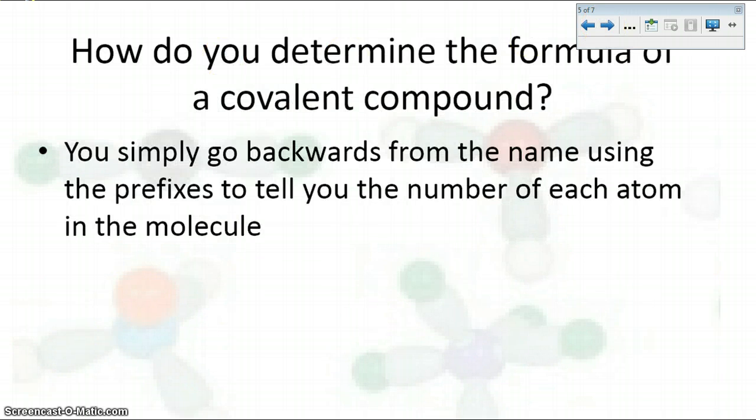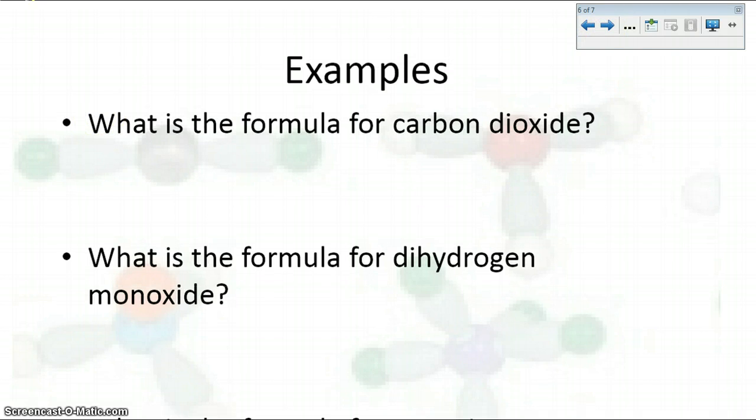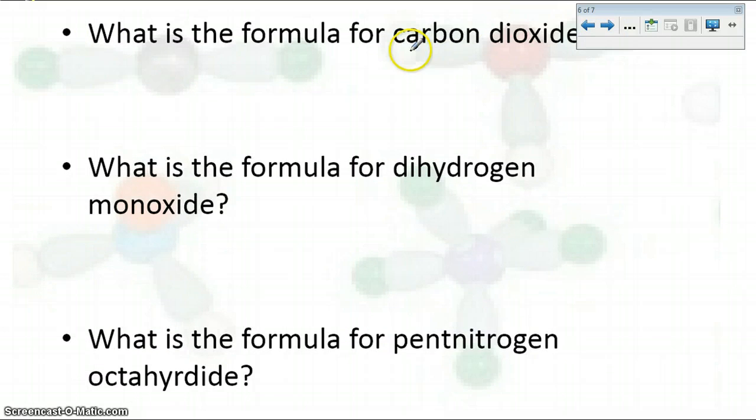Now, how do you determine the formula of a covalent compound? Well, you just simply go backwards. So you're going to take the names and the prefixes are going to tell you how many you have of each of the atoms in that molecule. Let's look at a couple examples. What's the formula for carbon dioxide? Well, carbon, there's not a prefix, so that tells us there's just one of them. And then oxide is oxygen, and it has the prefix di in front of it, which tells us it's 2. So CO2, which should be another one you are pretty comfortable with.